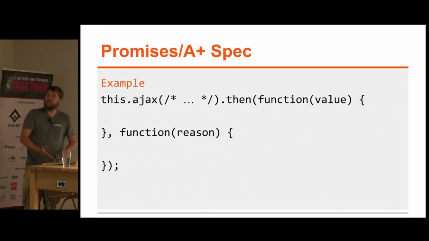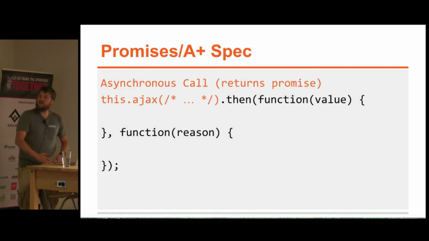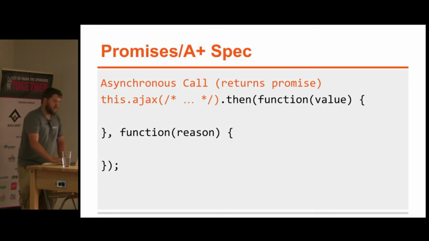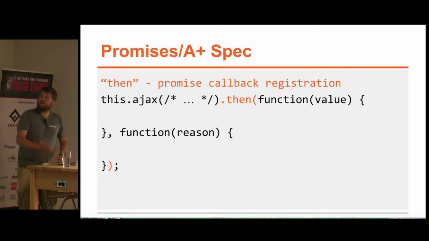So this is your basic shell example of a promise. It probably looks pretty familiar to most of you. The first part of this is your asynchronous call. Pretty simple. The Ajax call returns a promise. Second part is the then.